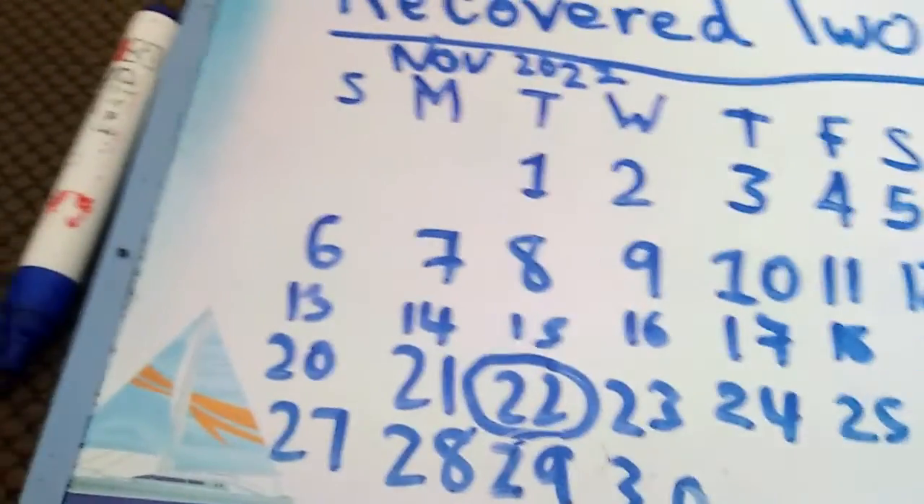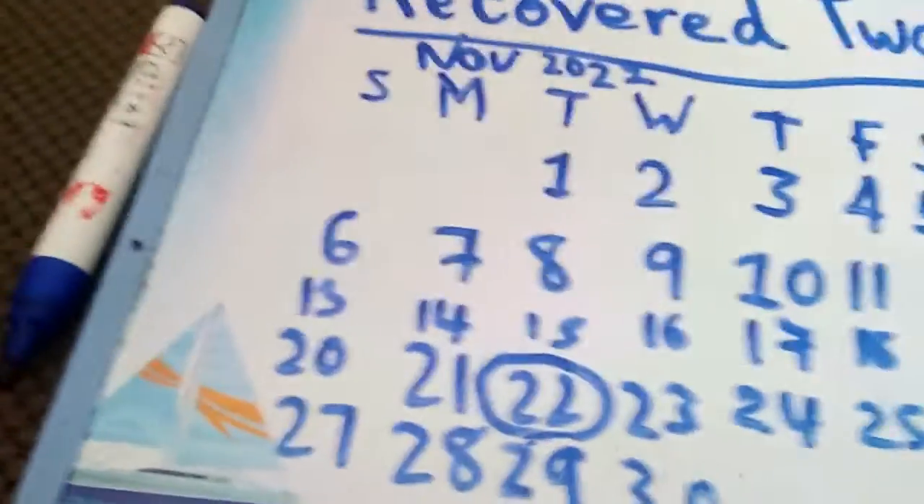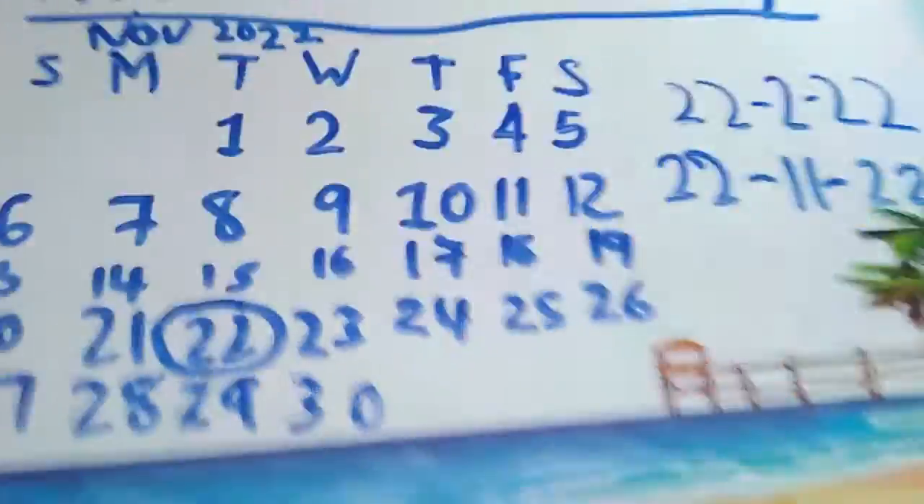But the same thing: 2-2-1-1-2-2. 2 plus 2 is 4, plus 1 plus 1 is 6, plus 2 is 8, plus 2 is 10, for which it is showing a T over here. This T stands for Thursday, and this T stands for Tuesday. So now we find out what the Recovered Twosday is.